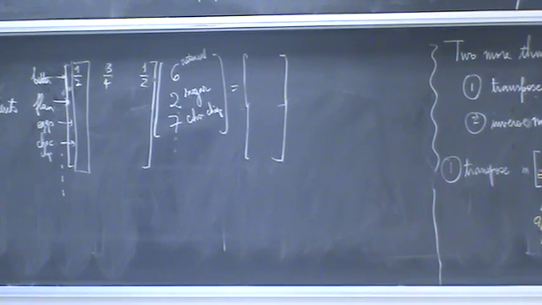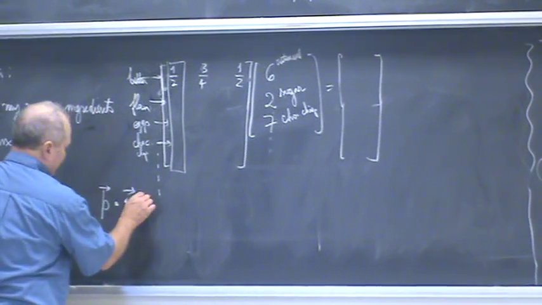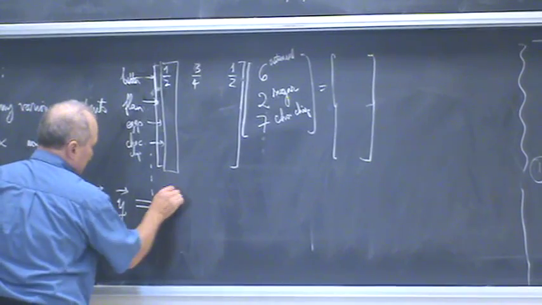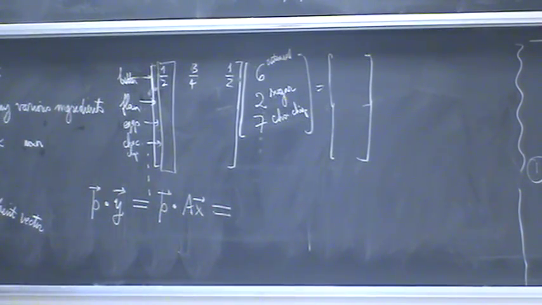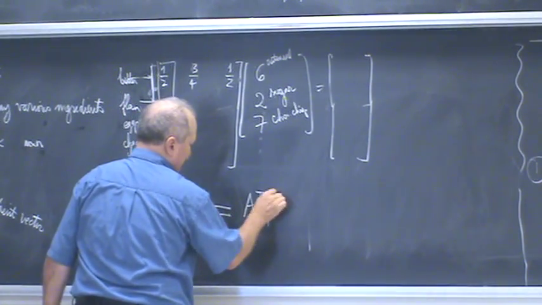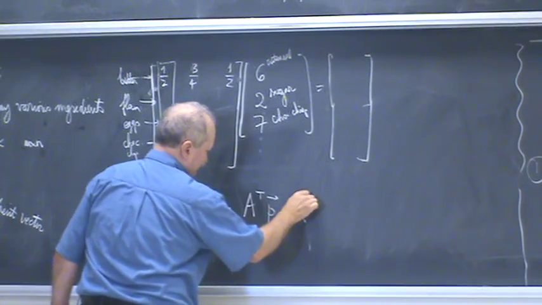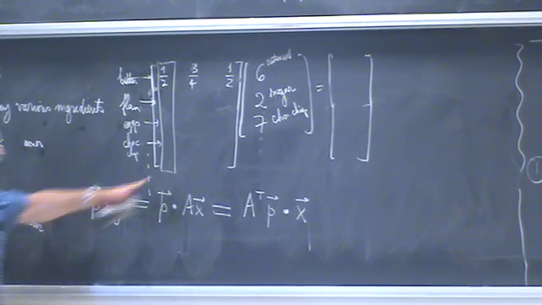Well, how much does it cost me to produce these cookies? P dot y. I have to have my price vector for all these ingredients I'm buying. So that's P dot Ax. And what does Ted's favorite formula tell us? It tells you it's the same as the dot product of A transpose P with x. This is my x here.